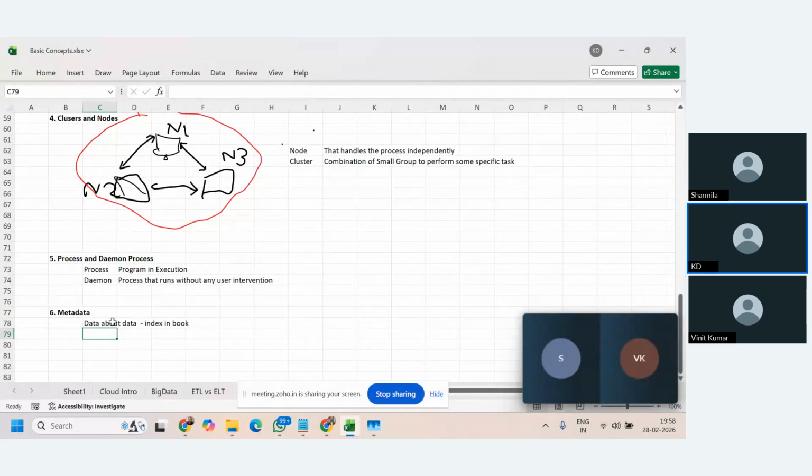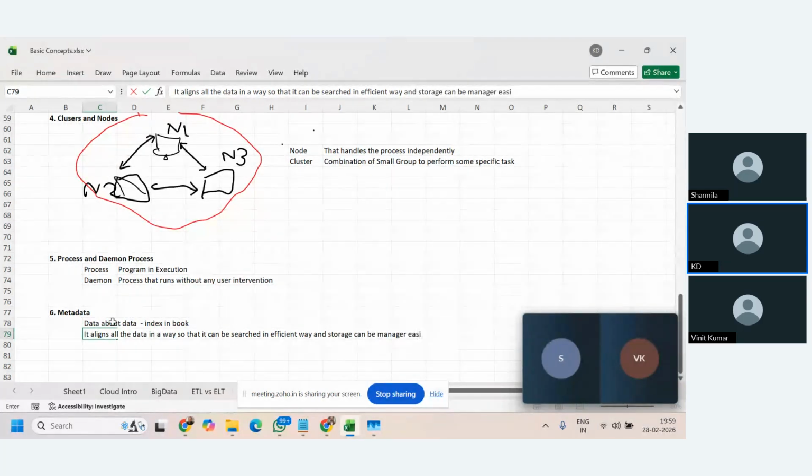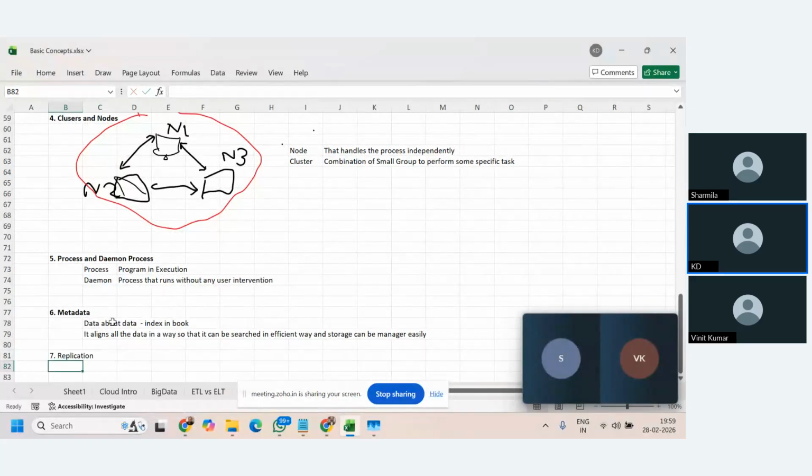So what it does is align all the data in a way so that it can be searched in an efficient way, and storage can be managed easily. So this is metadata, and the seventh one is replication.